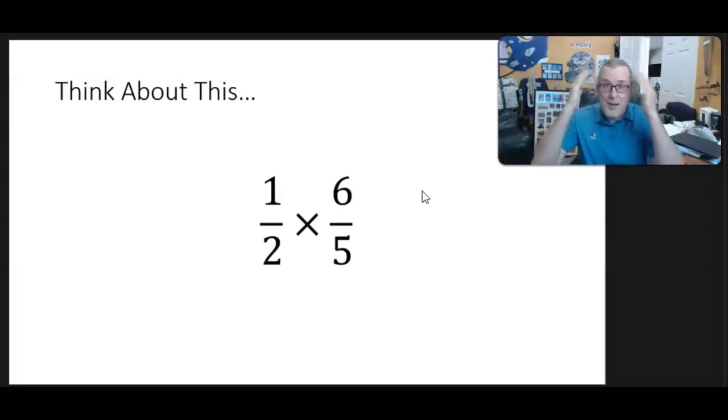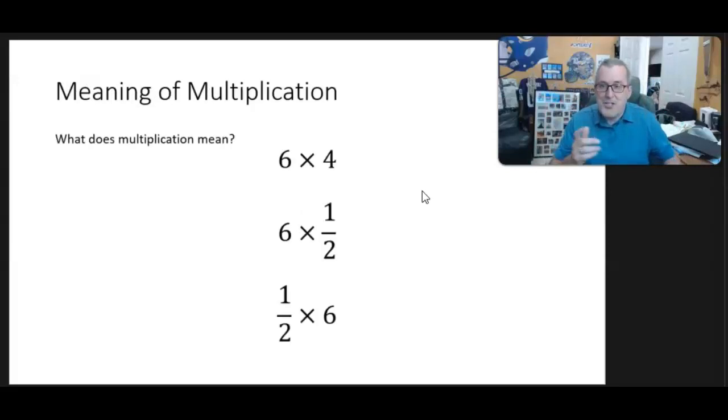Or are we thinking about, what does this mean? And I want to challenge you to think about what multiplication means. Now, often multiplication is given as a repeated addition idea, which is true, but not complete. 6 times 4, you might think, means to take 6 and add it 4 times. 6 plus 6 plus 6 plus 6 is 24.